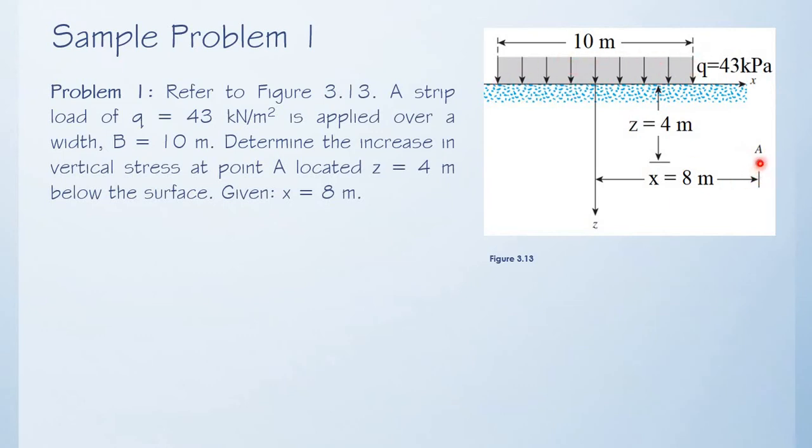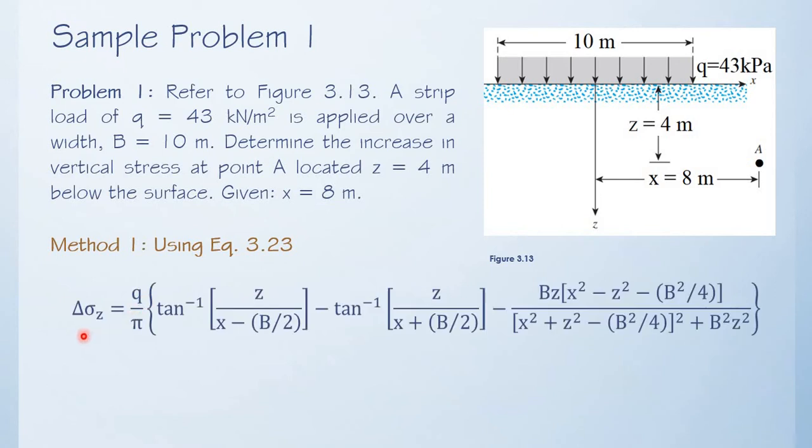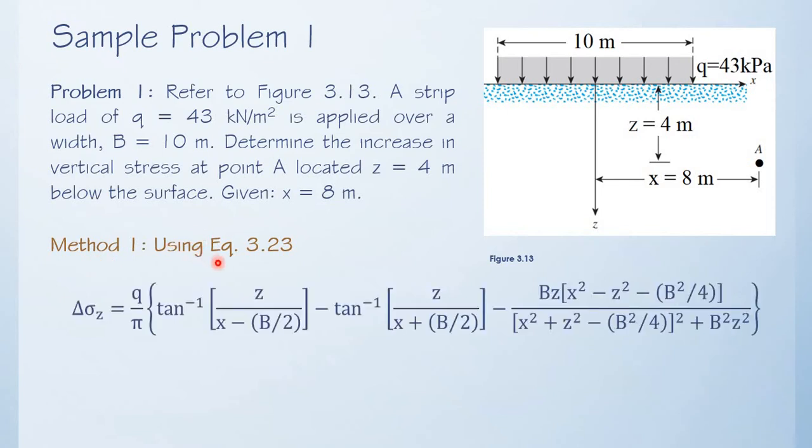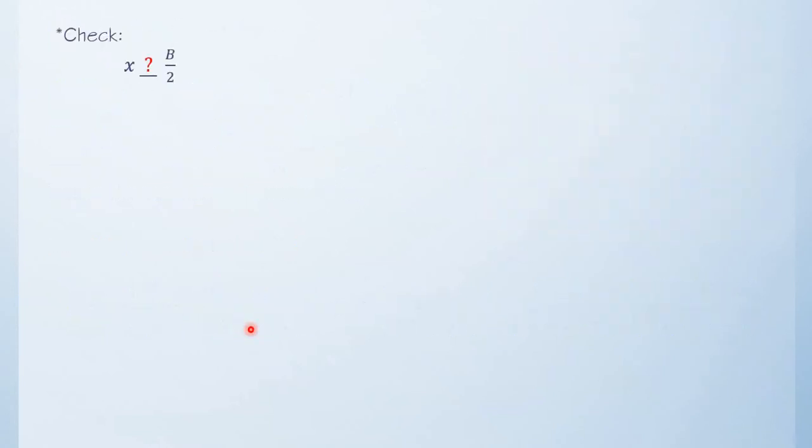So point A is 4 meters deep and 8 meters from the center of the strip load. First, we will use method 1, or simply using equation 3.23. In using the following equation, first things first, we have to check the value of x if it is greater than or if it is less than b all over 2.